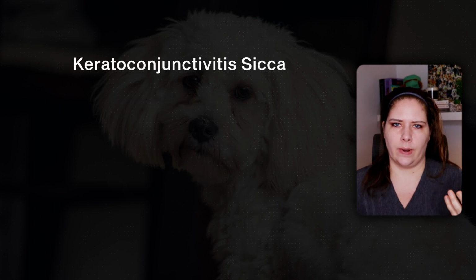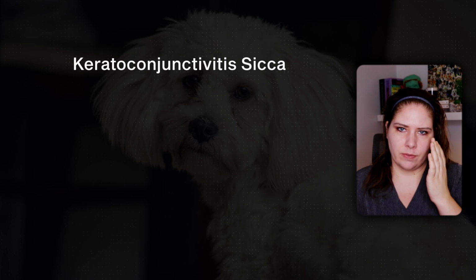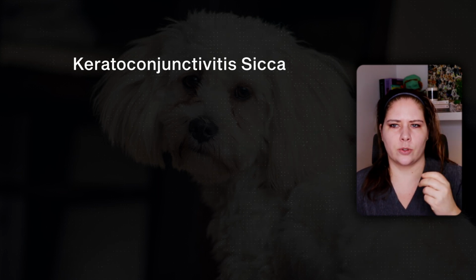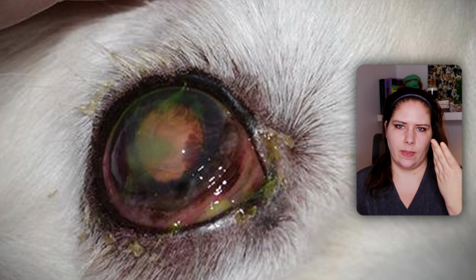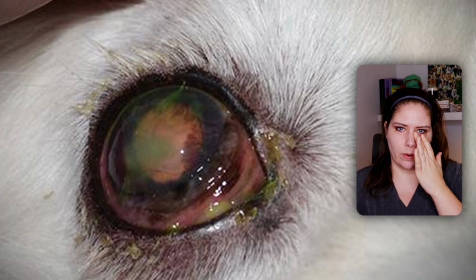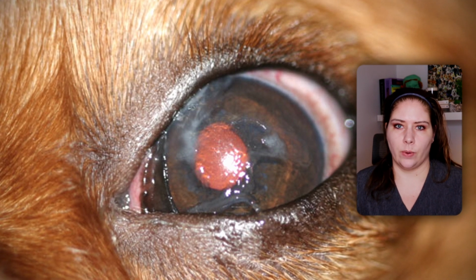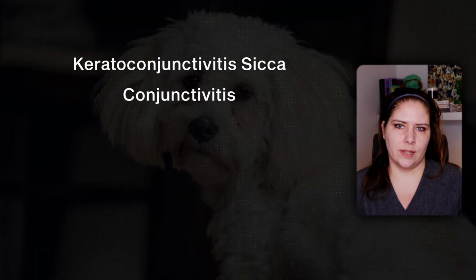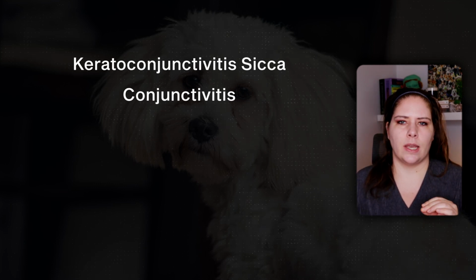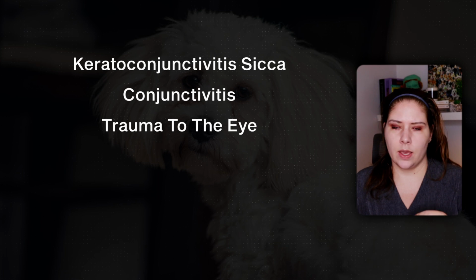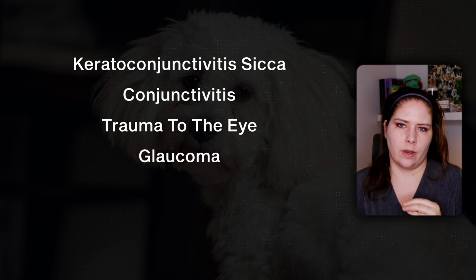If we have something called keratoconjunctivitis sicca or dry eye, then there may not be enough tear production and the eye will actually produce some mucus as it's trying to lubricate the eye, and that mucus can dry around the eye, resulting in this tear staining that people will notice. We might also have conjunctivitis, so this would be an infection, whether it's viral or bacterial. We might also have trauma to the eye. We could have something like glaucoma, which causes eye pain, which can cause epiphora.